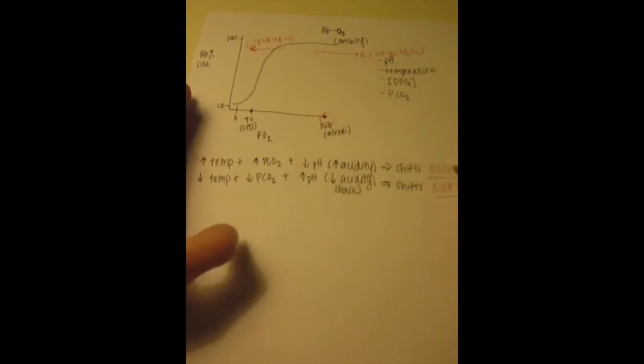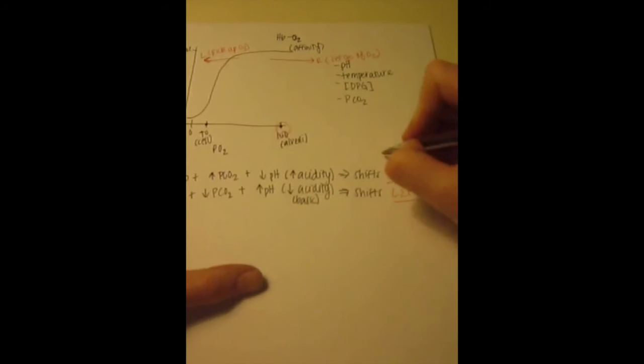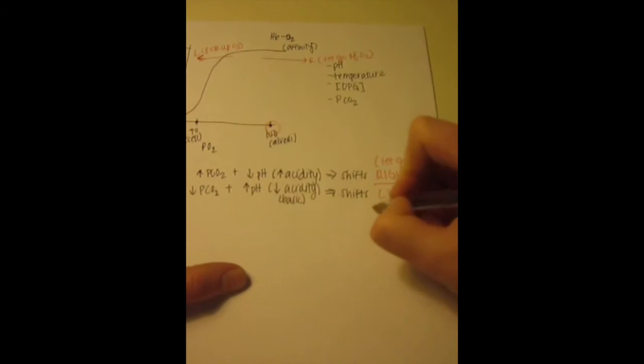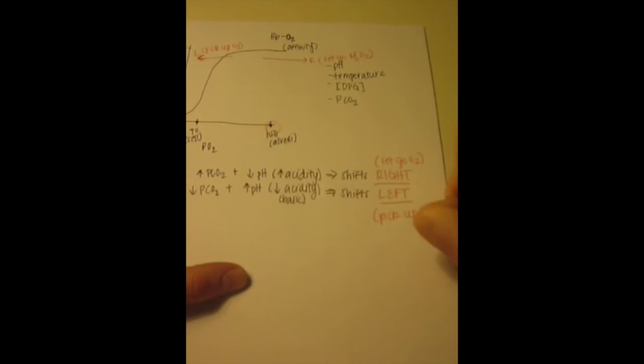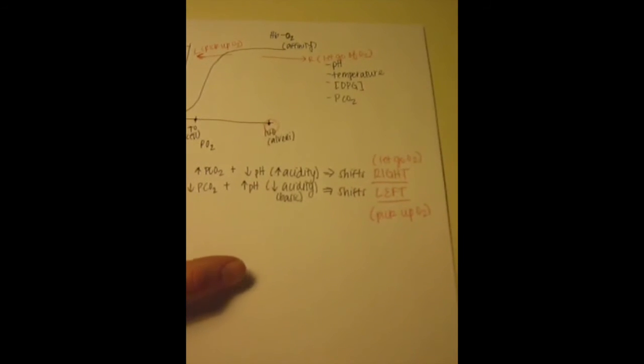So this one right here, when you're shifting to the right, generally you're able to let go of oxygen a little bit easier, and when you're shifting to the left, you can pick up oxygen easier. Then when we get into more specific stuff, I'm going to go into the pH and the concentration of DPG a little bit more specifically.